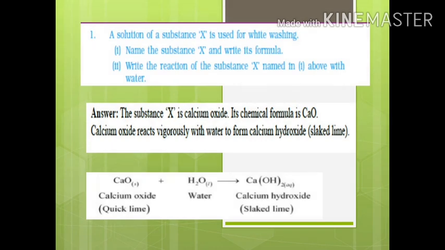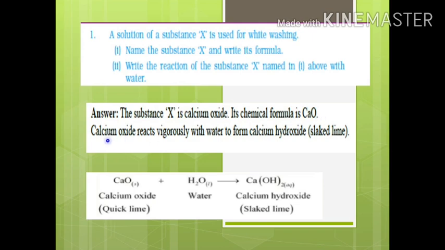Okay, let us discuss the questions that I gave you as homework. The first question: a solution of substance X is used for whitewashing. Name the substance X and write its formula. Write the reaction of the substance X named above with water. What is that substance? The substance is calcium oxide and its formula is CaO.